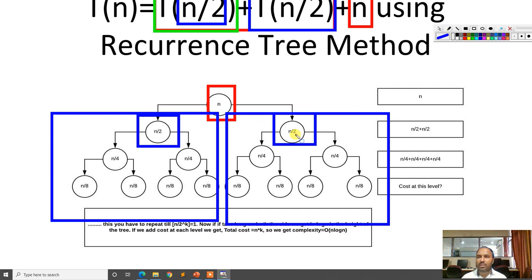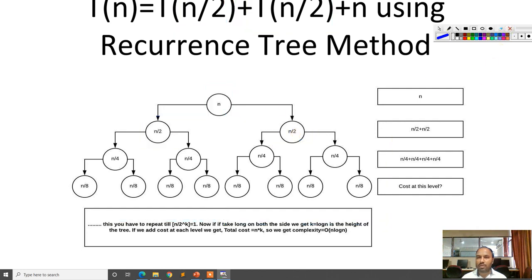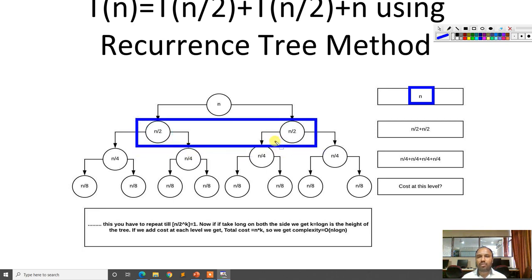Now if we calculate the cost at the root node, the cost is going to be n, and it is calculated here. But the cost at this particular level number 1 is going to be n by 2 plus n by 2. So ultimately it is n. You see the cost at each level is going to be n.